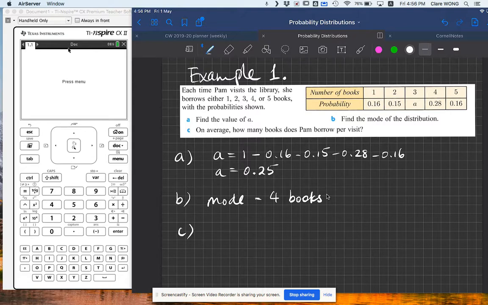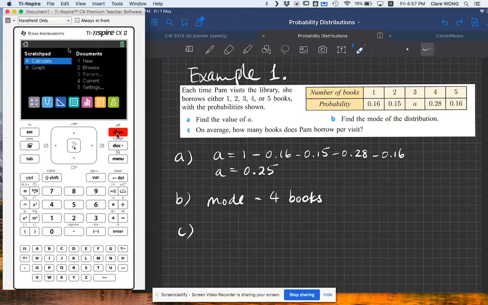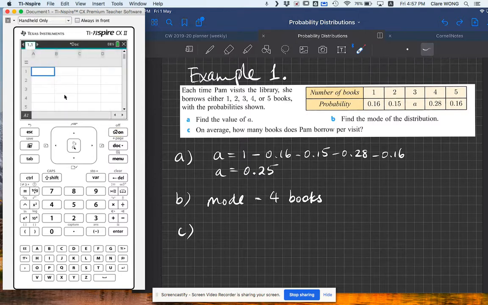Part C. On average, how many books does Pam borrow per visit? On average, so it is asking for the mean. Learn to do this using your calculator by bringing up the spreadsheet from the home menu. So this is the spreadsheet. Make sure you give the columns that you use a heading.